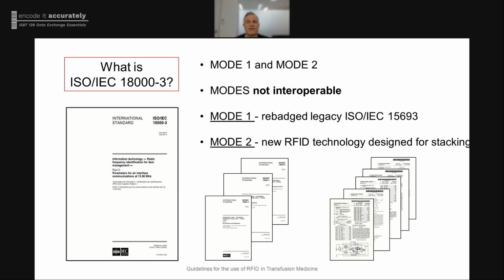Mode 1 is a rebadged version of the legacy ISO IEC 15693 standard developed in the 90s for individual card applications such as access control and public transport. Mode 2 is a new RFID technology based on phase jitter modulation, with the acronym PJM, designed for high-speed bulk applications where items are closely stacked and or densely packed in random orientations.